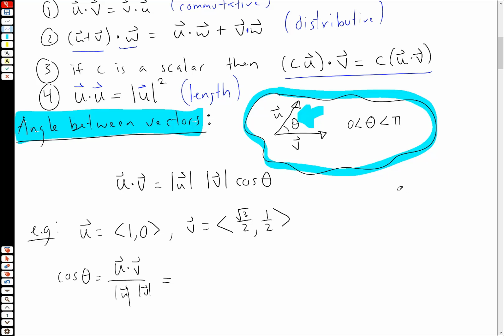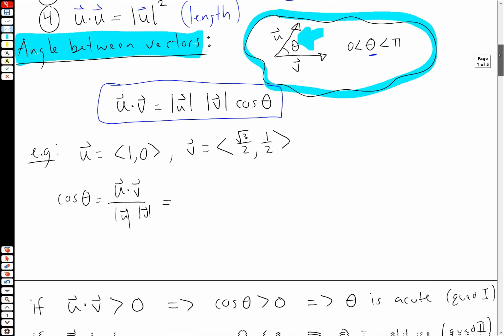But in any case, the dot product actually gives us a way of calculating what the angle between two vectors is, and it's given by this formula right here. So the dot product of u and v is actually equal to the length of u times the length of v times cosine of the angle between them. Okay, so let's look at an example. If u is the standard basis vector i in R2, and v is this vector, then we'll go ahead and calculate what the angle between them is.